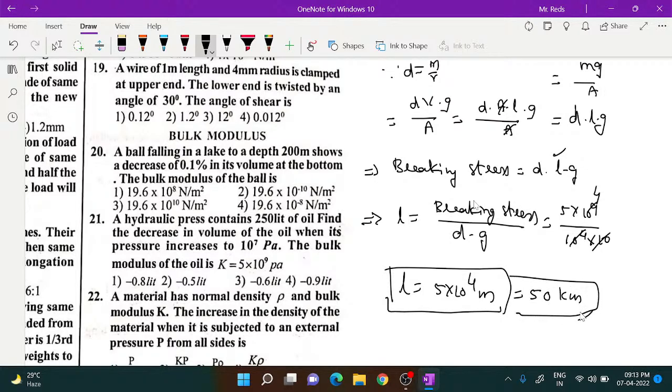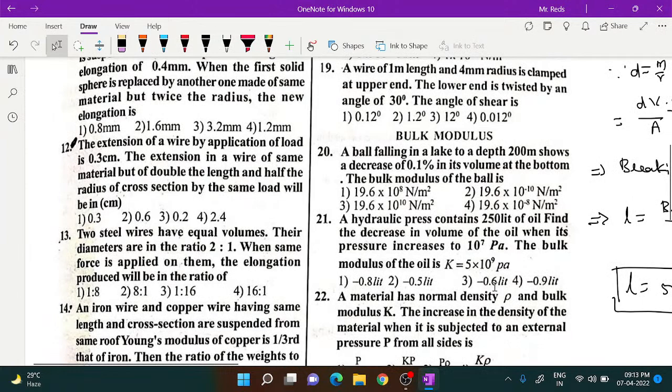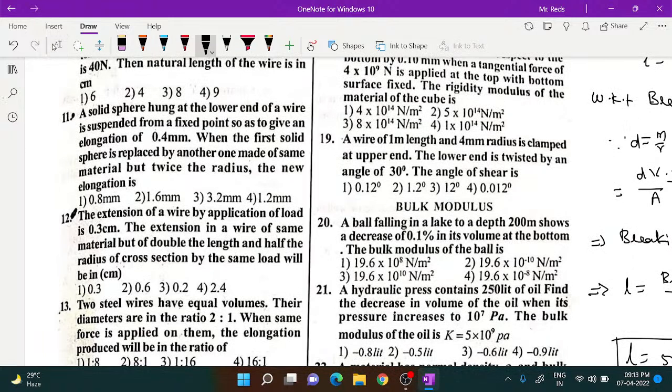If you have a 50 kilometer wire with this much density, then it will break on its own. So that much length you will need for the wire to break on its own with that particular density. Okay. Next, which question? 11. Any other? So, 11th question.